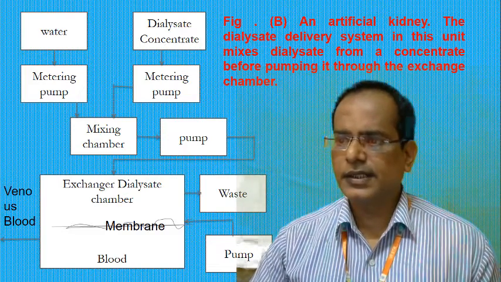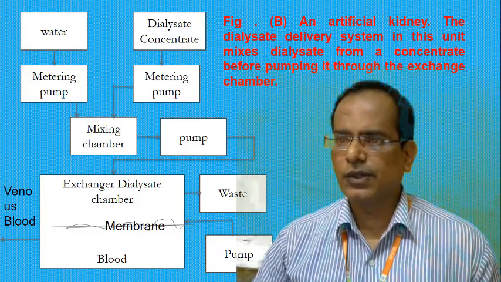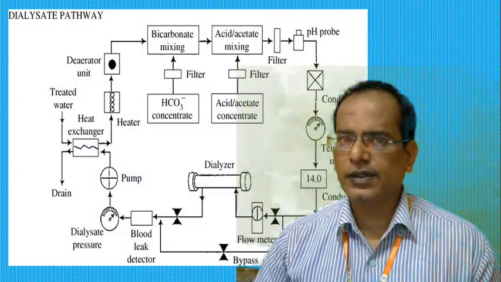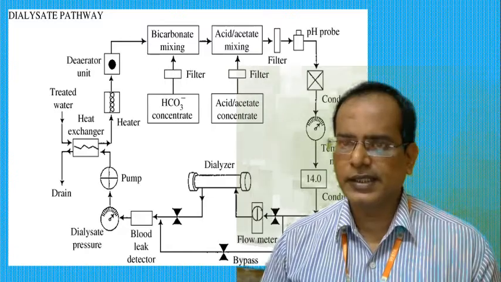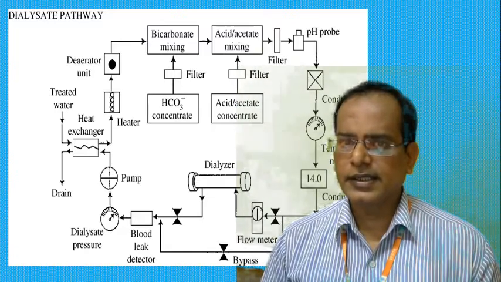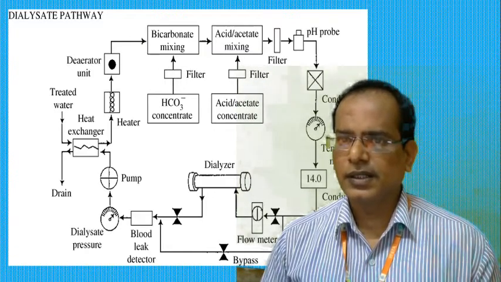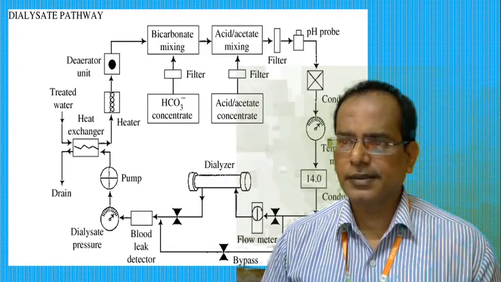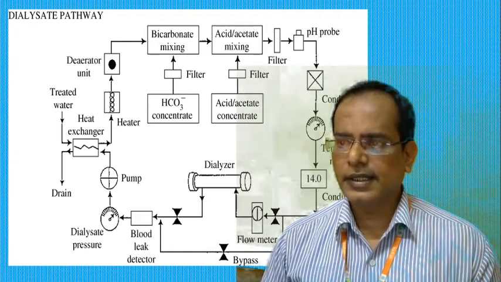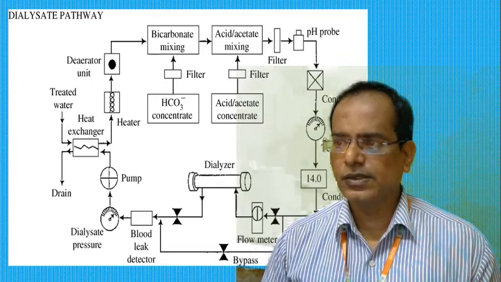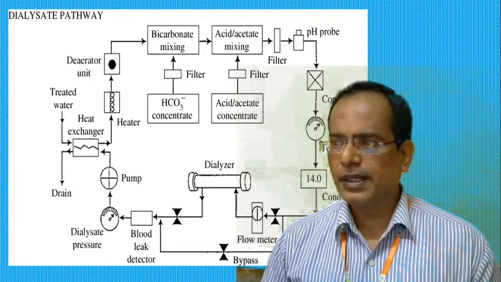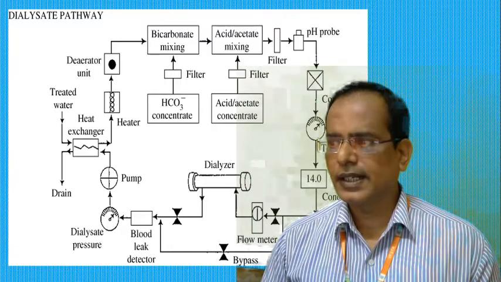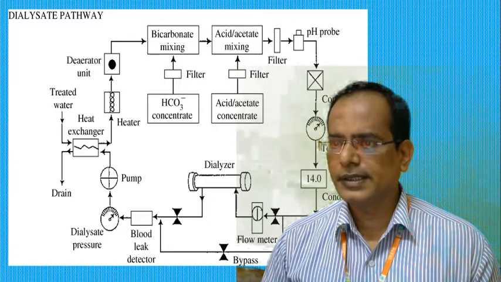So here we will go through them one by one. Here you are seeing the dialysate path. The dialysate path has a dialyzer and a heat exchanger. These are our modern dialysate path. Okay, the second type of exchanger used in an artificial kidney system is connected in a parallel plate dialyzer.